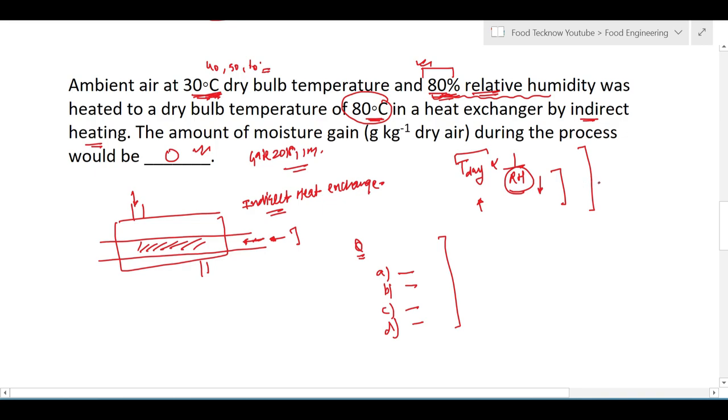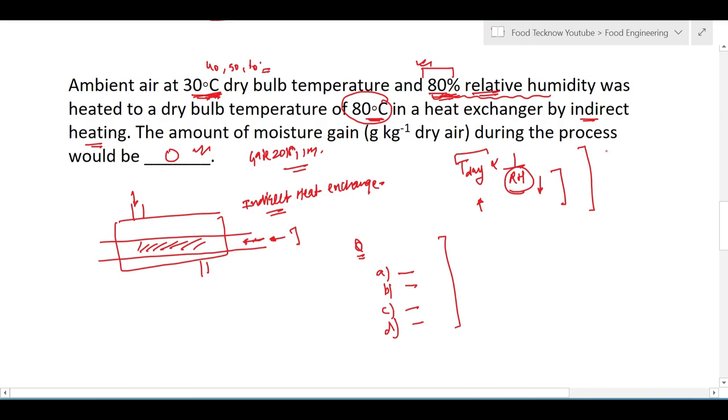saw that if a question comes where it is asked what effect there will be on the relative humidity, so we can also conclude that as the dry bulb temperature is increased here in this question, the relative humidity will come down.